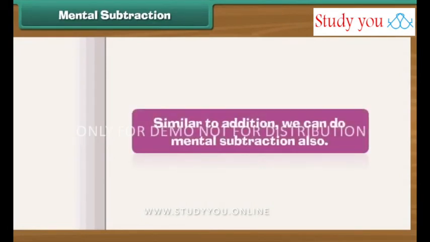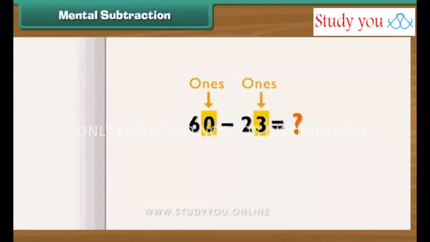Mental subtraction. Similar to addition, we can do mental subtraction also. In addition, we are given two numbers and we have to find their sum. But in subtraction, we are given the sum and we have to find one of the numbers. The ones place of 60 is 0, and the ones place of one of the numbers is 3. So we have to find what should be added to 3 to make it 10. 7 is to be added to 3 to make the sum 10. Thus, the ones place of the second number is 7.